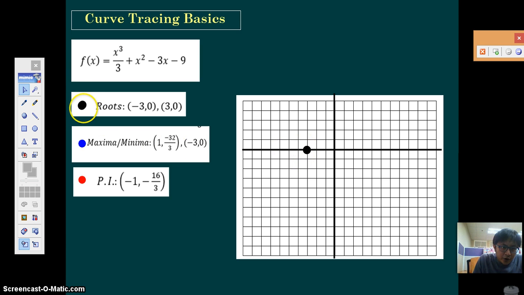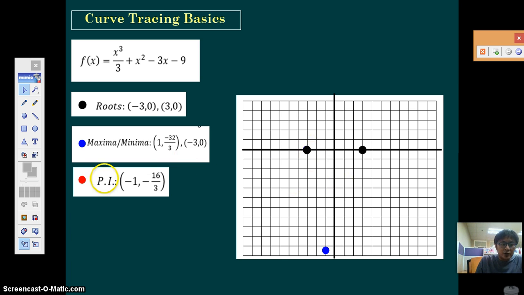Okay, the point (3, 0) is here. The maximum points are represented by these blue dots. (1, -32/3) would be close to negative 10 and 2/3. So 1, 2, 3, 4, 5, 6, 7, 8, 9, 10 and 2/3, somewhere here. Then the other point, (-3, 0), is also a root. So let's just put it there.